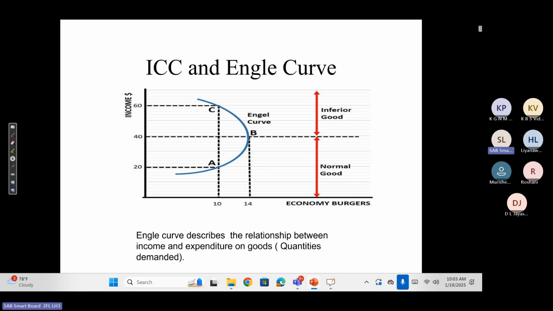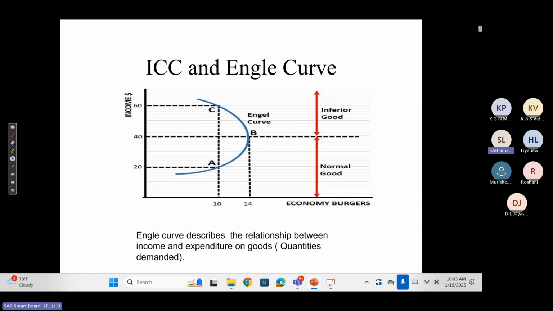So then, what is the Engel curve? What is the Engel curve? Earlier we looked at the income and the demand, the consumption, the ICC. In the Engel curve case, it explains the relationship between the expenditure, income and the expenditure on goods, how much you spend.